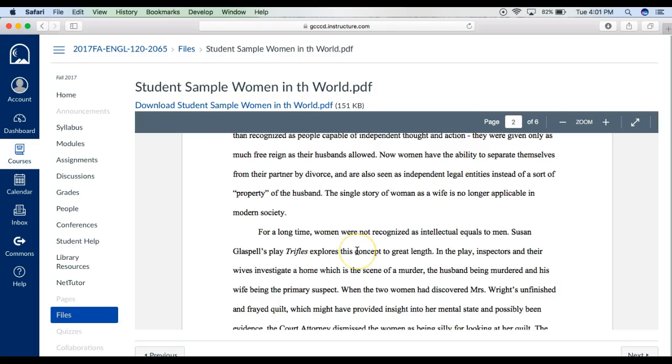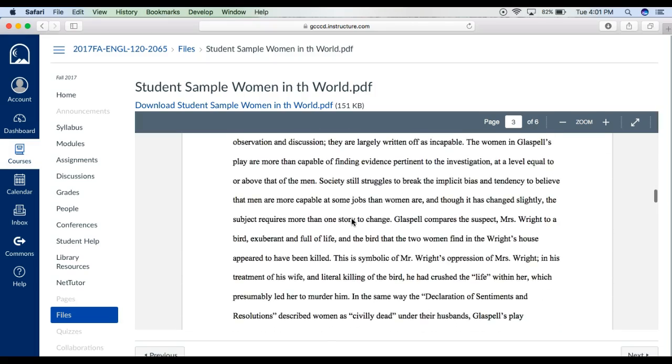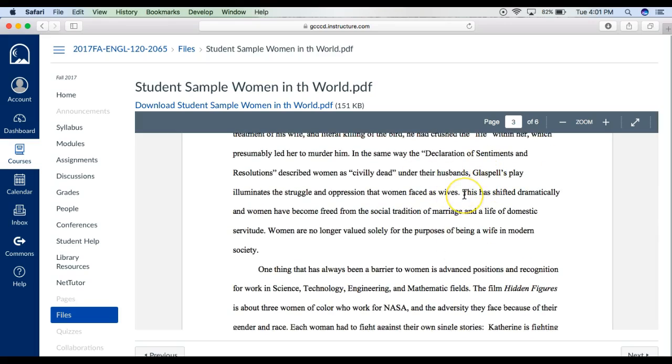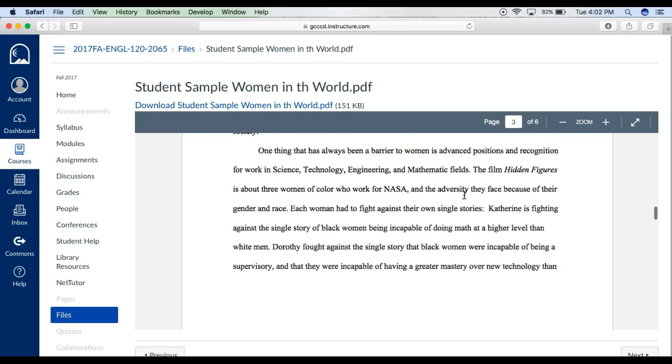Notice he's using Trifles here. He used Stanton in this paragraph. He used Glaspell and Stanton in this paragraph, which is really good, so that each body paragraph doesn't end up being just a single author. It's a really good idea to try to integrate more than one author into the same paragraph.